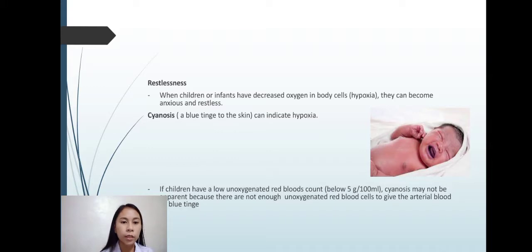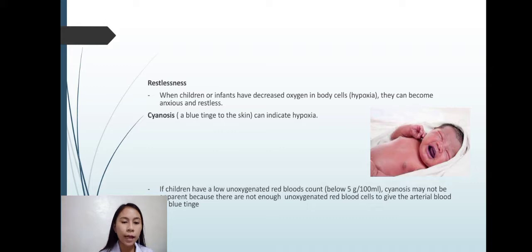The next is restlessness. When a child or infant has decreased oxygen in the body cells, they can become anxious and restless. Be careful not to interpret excessive movement of an infant with respiratory distress as a sign that they are improving.